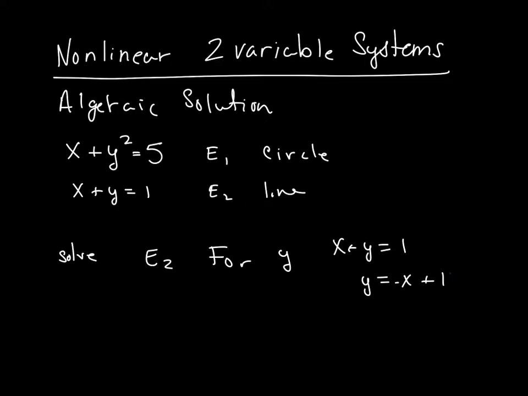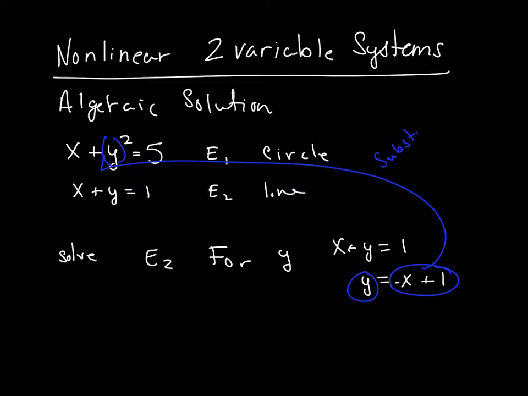Now we're going to use substitution. Because y is equal to negative x plus 1, I'm going to take that negative x plus 1 and substitute it back in here. Make sure you put parentheses around that y squared when we plug it in. And again, this is called substitution. It is the best way, and pretty much sometimes the only way, to solve nonlinear systems.